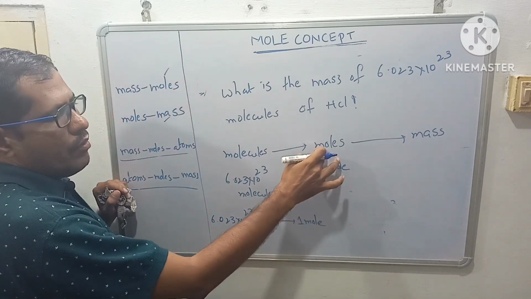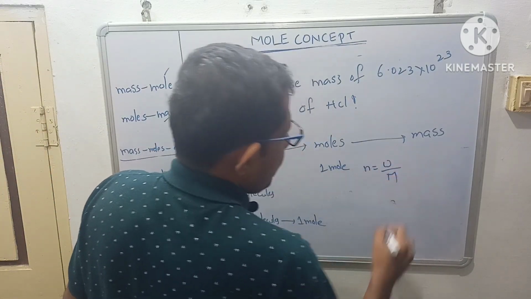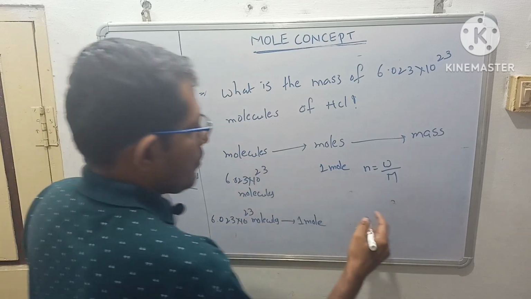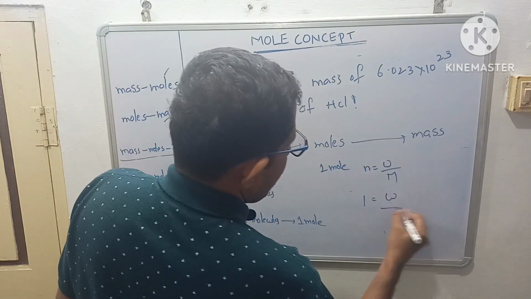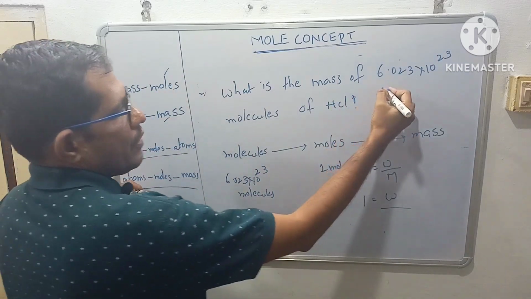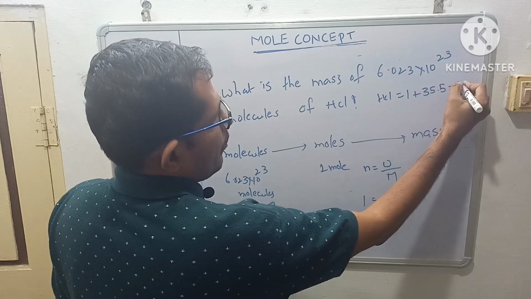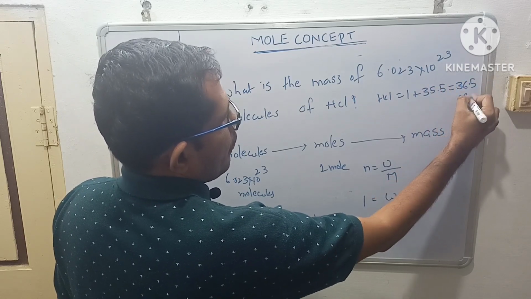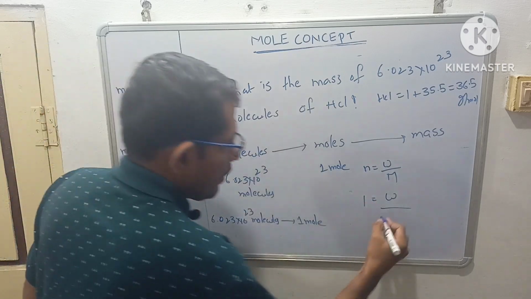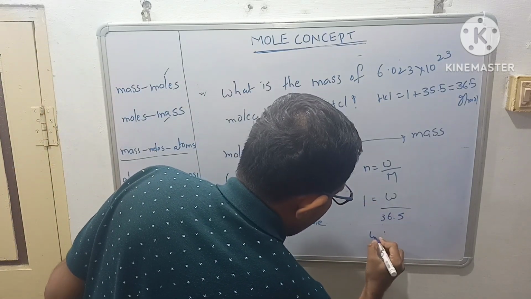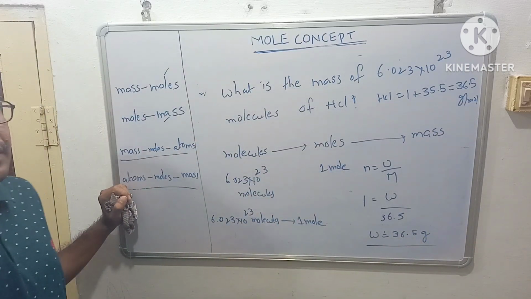So moles to mass, to convert the moles to mass, what formula do we have? Moles equal to weight by molar mass, right? I am going to substitute here. Moles is 1, weight I need to calculate. Molar mass of HCl: H is 1, chlorine is 35.5, so 36.5 gram per mole. This is the molar mass of HCl. So I am going to substitute over here. Weight equal to 36.5 grams. Understood?